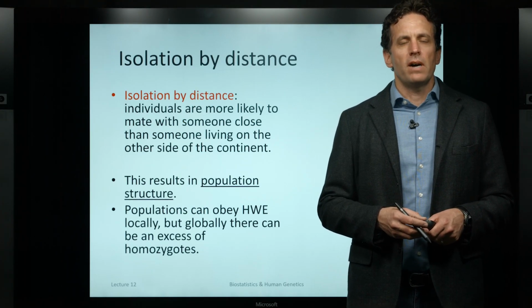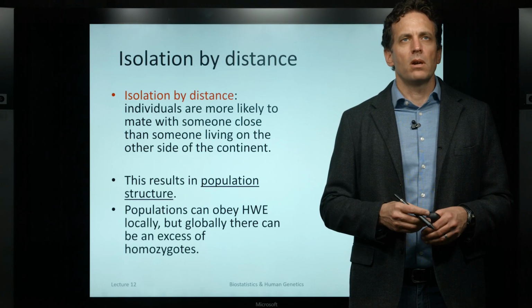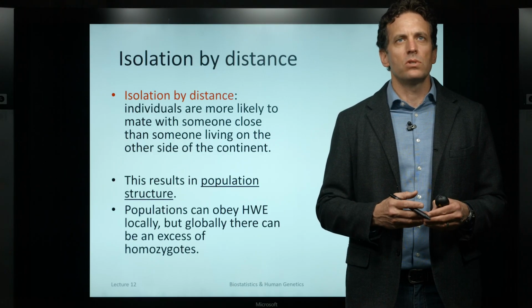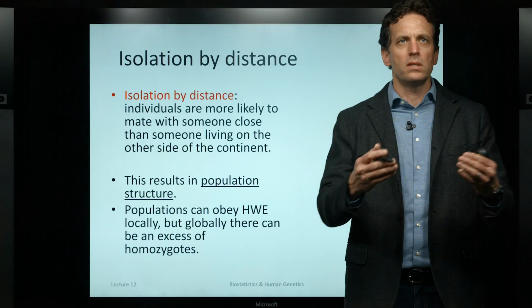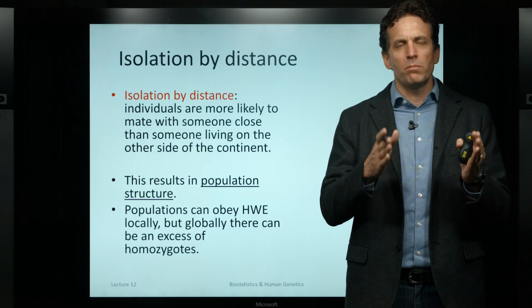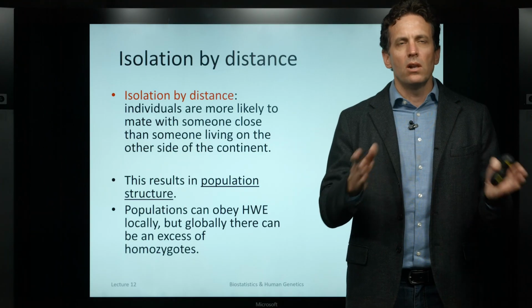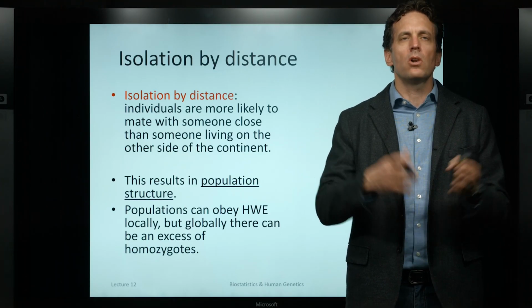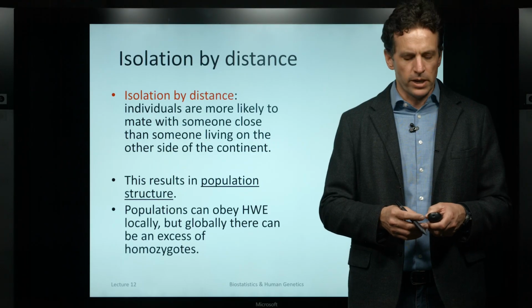Another violation of Hardy-Weinberg's law is the phenomenon of isolation by distance. It's pretty obvious that individuals are more likely to mate with someone close than someone living on the other side of the continent. And this results in population structure, where locally populations can obey Hardy-Weinberg equilibrium, but globally you might get an excess of homozygotes as a result.